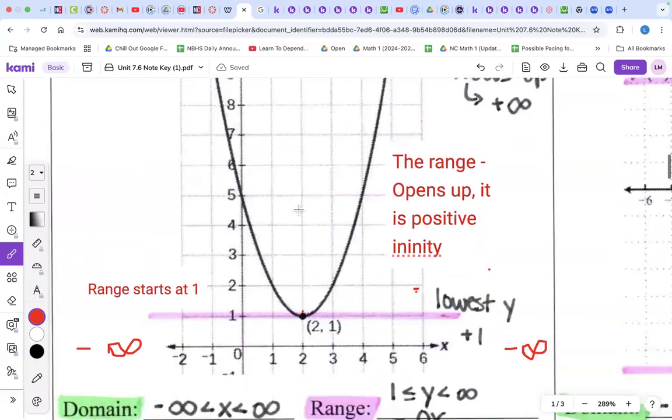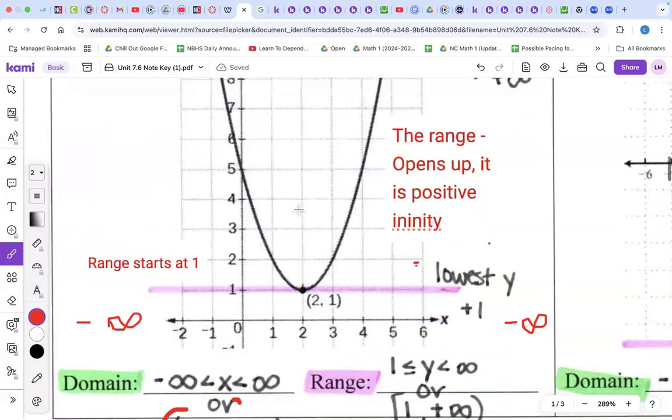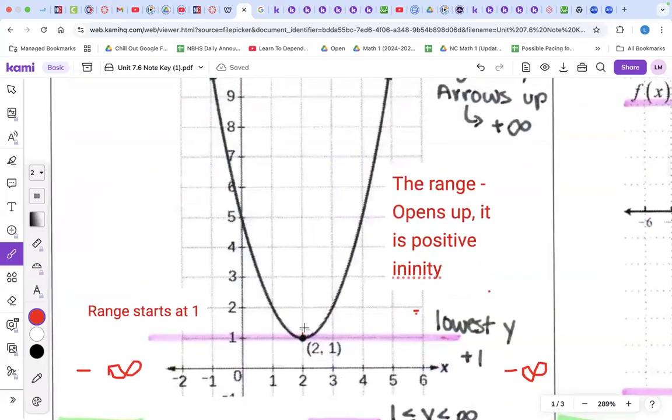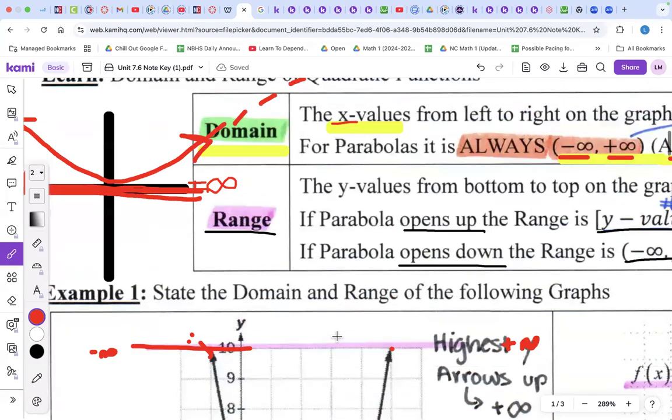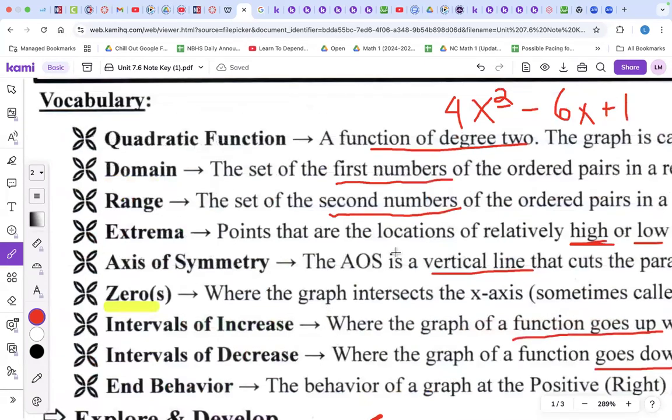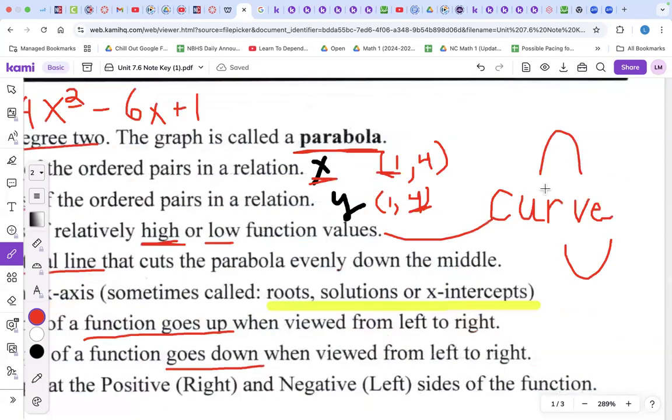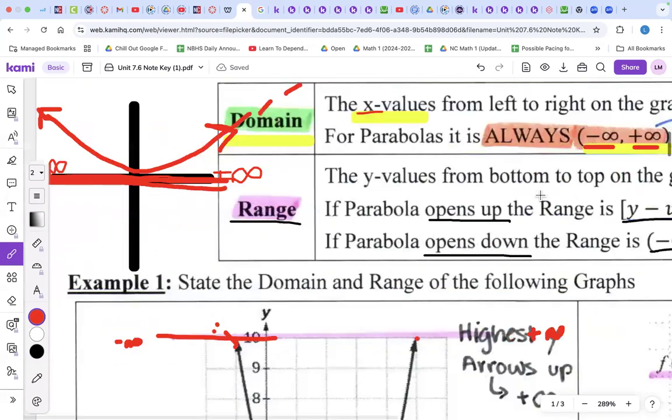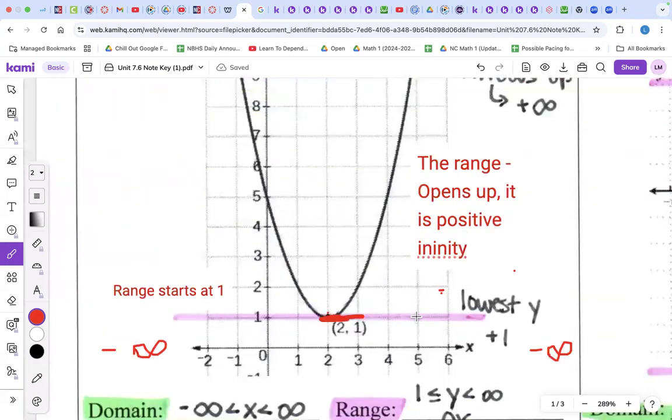Now, when we talk about range, it is going to be your y point. So your range always starts at the curve. I think we put something up here. Yeah. Second number here, we're talking about the curve, even though we said extrema. But your range is always that point on the curve.